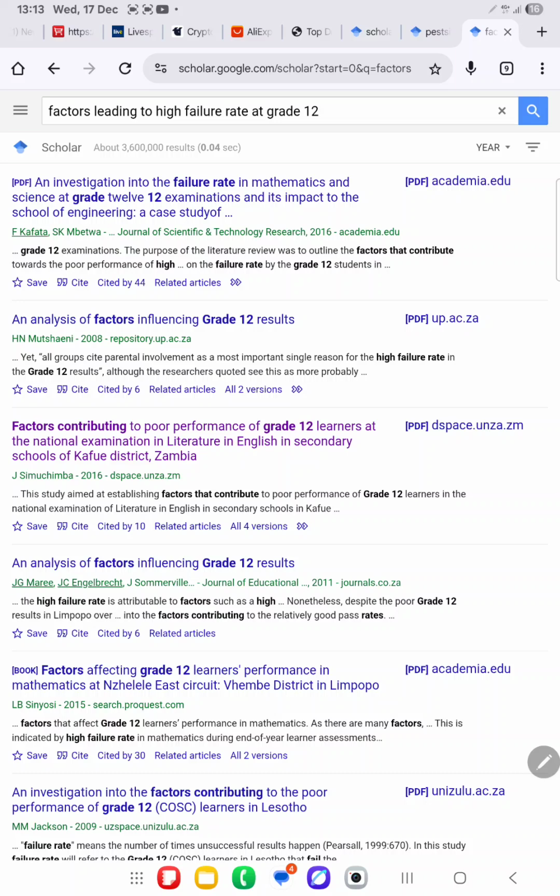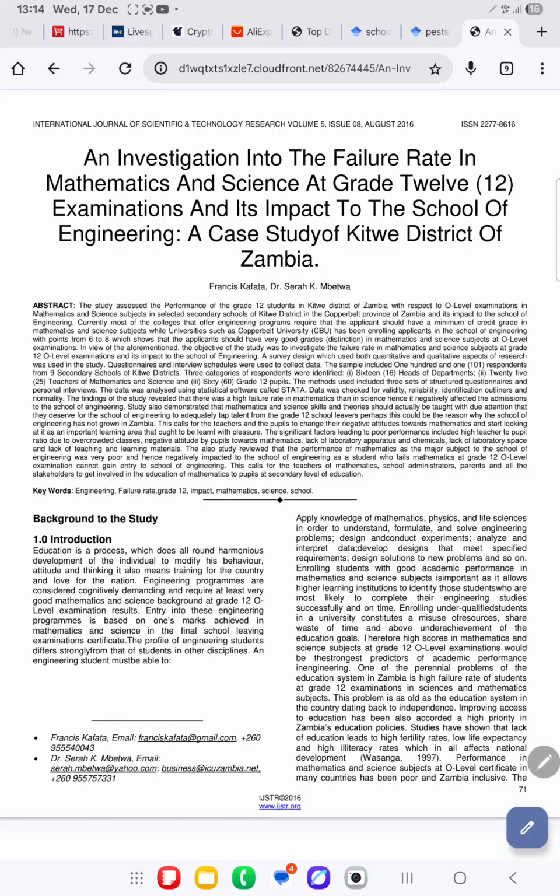Now, what then do you do is that if you open one of the PDFs, you've seen they have come in PDFs, all these. So if you open one of them, if I open the first one like this, you are going to find that they bring me the topic that this person was conducting, which is an investigation into the failure rate in mathematics and science at grade 12 level. So you'd find that they have brought for me this abstract.